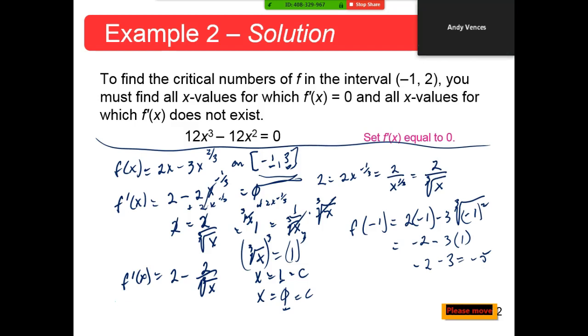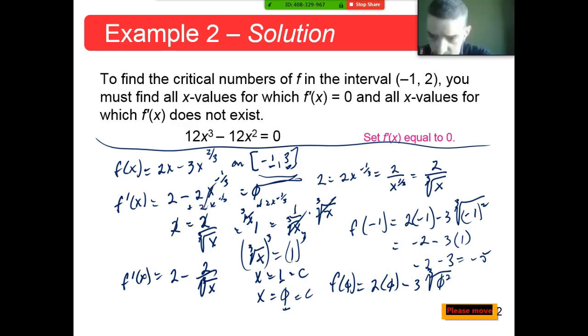Okay, so let's go to the next one. That one would be 0. F of 0 will be 2 times 0. Remember, you use the function, not the derivative. Minus 3 times the cube root of 0 squared. Anyone want to make a guess of what that is? Would it still be 0? That's 0, of course, because 0 squared is 0, cube root of 0 is 0, 3 times 0 is 0, 2 times 0 is 0, everything's 0.